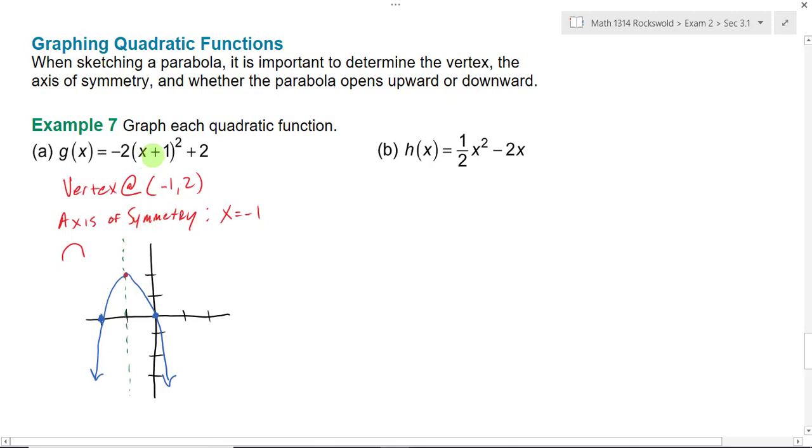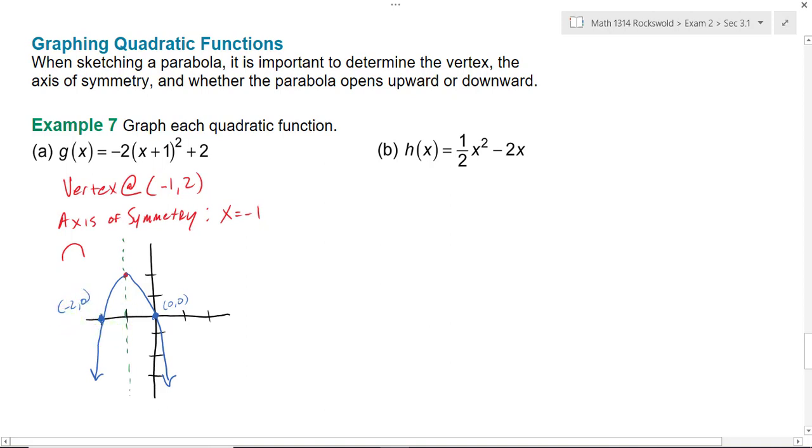How did I find that y-intercept? I don't just look at it like this whenever it's in this form. I actually have to plug in a 0 for x and solve for y. So that's how I knew that my y-intercept was right here at 0, 0. And then because of symmetry, if that point is 1 unit to the right of the axis of symmetry, I have another point that's 1 unit to the left of the axis of symmetry.